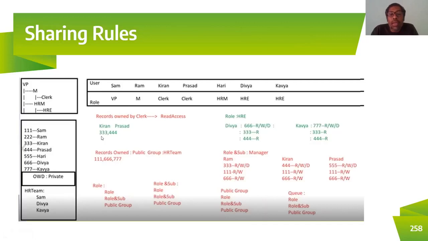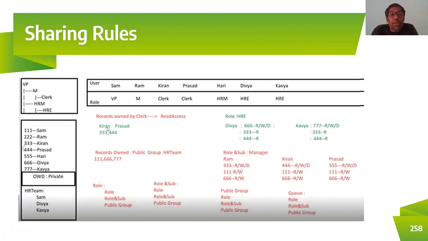Now they want to give access. Divya's record is 666, and she has access to it because it's her record. What access does she have? Read, write, and delete. Similarly for Kavya, record 777: she has read, write, and delete.